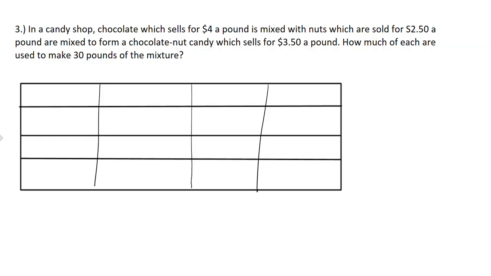It says, in a candy shop, chocolate which sells $4 a pound is mixed with nuts which are sold for $2.50 a pound, to form a chocolate nut candy that sells for $3.50 a pound. If you think about this, hopefully that should make sense. Nuts, if I just sold mixed nuts, they're historically a little bit more costly than just pure chocolate. But if I want to mix both of them together, then that's going to change the cost of the mix because you're not going to pay $4 to have chocolate thrown in if we can just buy it separately.